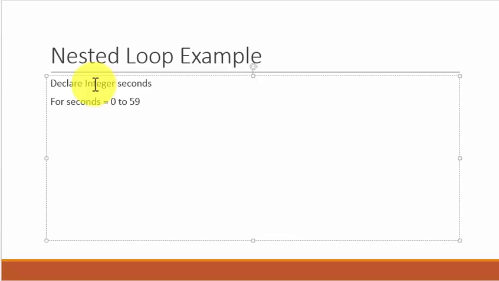And every time we run this loop, we want to output to the screen that seconds is and the value of the seconds. Now notice I'm using the plus sign as a concatenation, but in Visual Basic, as you have learned in the past, we use ampersand as concatenation.